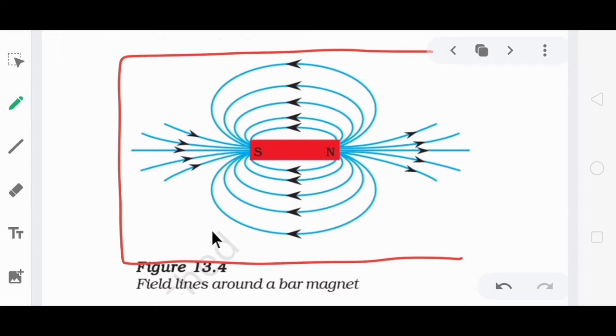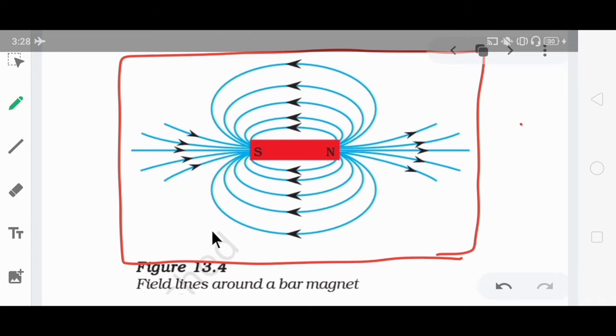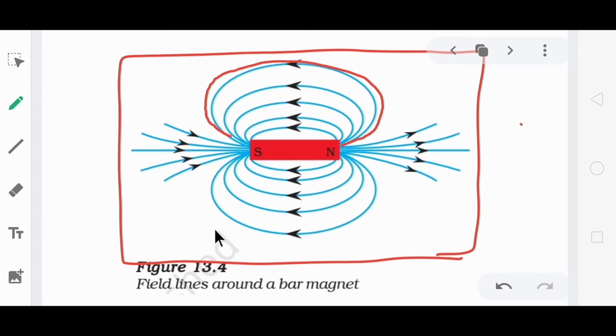You can see there is a magnet and some closed loops are coming out and again getting into the magnet. These loops are the magnetic field lines.